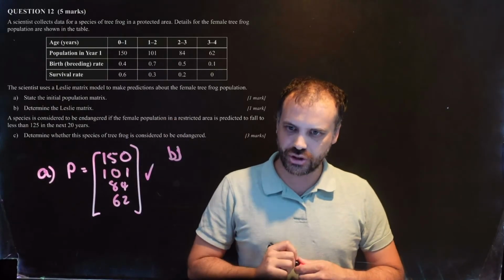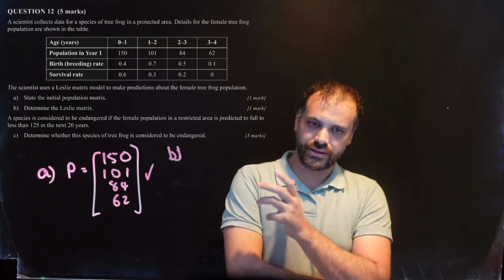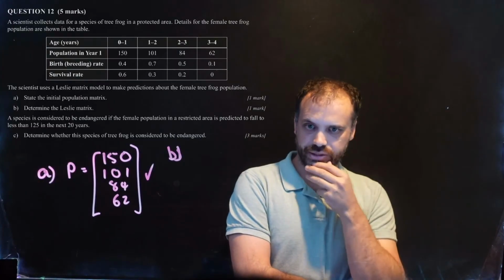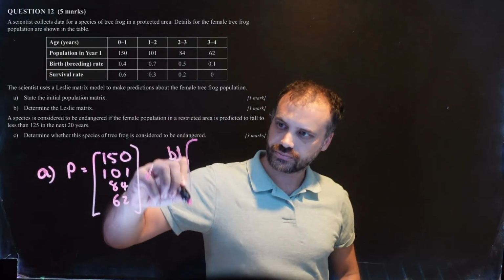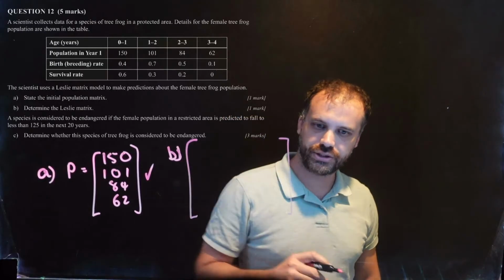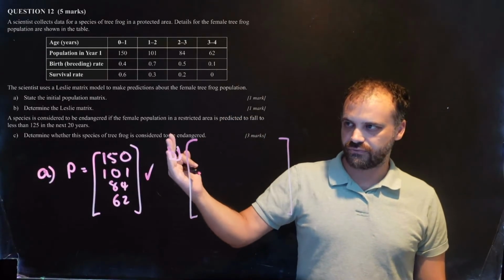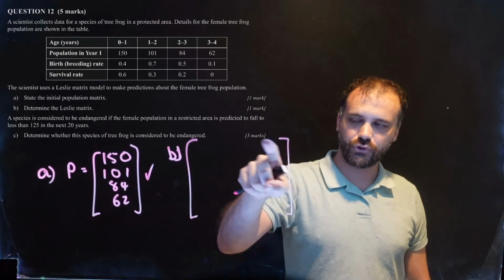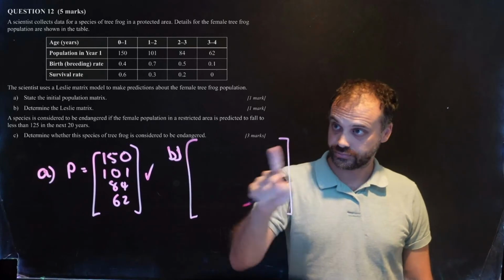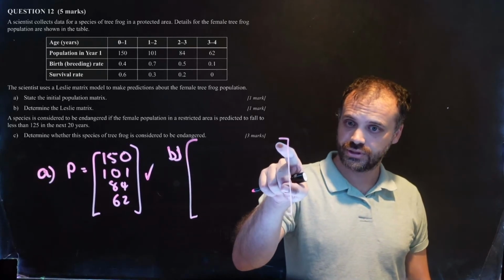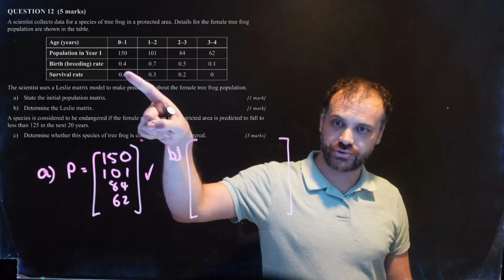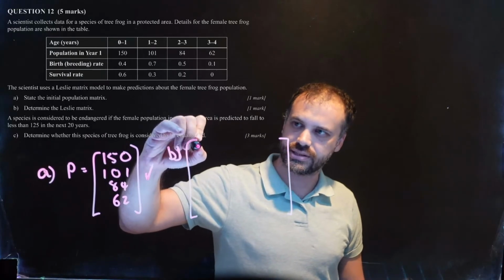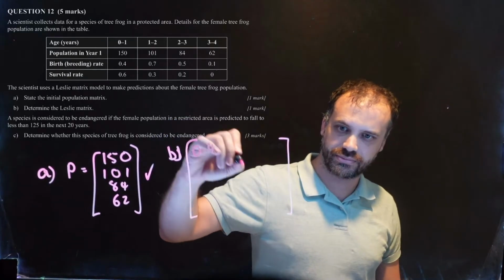All right, part B here. It says determine the Leslie matrix. And this is the part where people are going to get confused about what bit goes where. Okay, so let's make sure that we're all on the same page. You can see that there are 4 population groups. So your matrix is going to be 4 across and 4 down. Now, the 4 across have to relate to these birth rates: 1, 2, 3, 4. I'll give you a way to remember that in a second, and a way to make sure that you haven't made the mistake here.